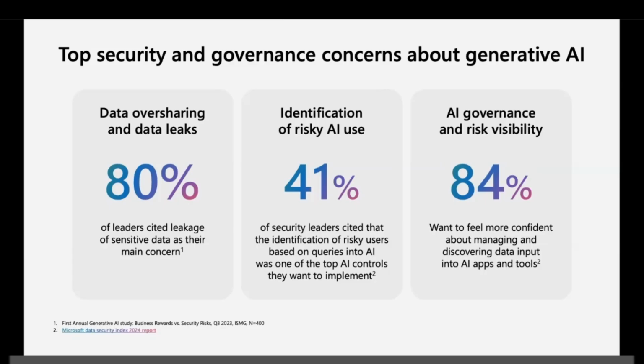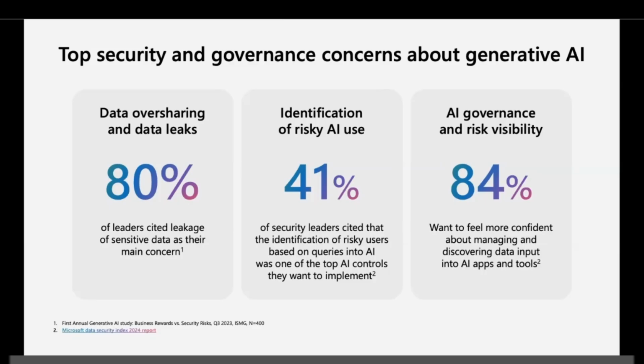The middle of this is identifying of risky AI use. So 41% of security leaders cited that the identification of risky users based off the queries into AI was one of their top controls they wanted to implement. So this means that we want to enable folks to start utilizing AI, but we also want to make sure that we're identifying where there could be risky AI use, or maybe they're sharing data with a third party that they shouldn't be, or they're doing unethical things potentially with AI. So we want to think through that. And there's some things that we'll show you around how to wrap your head around that.